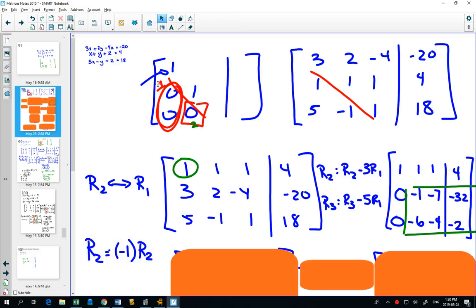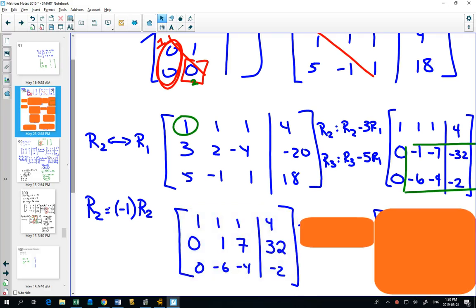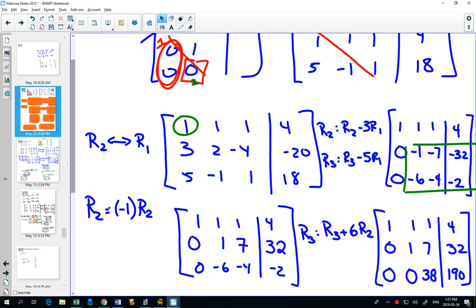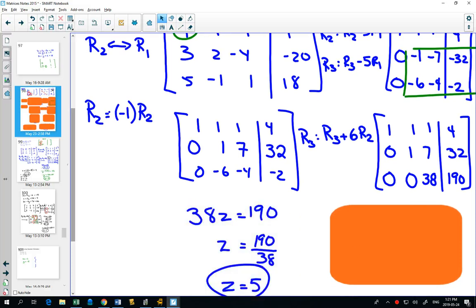I might take my row 2, since it's a negative 1 there, and multiply it by a negative just to make numbers positive, because I like working with positive numbers better. And then to get this to be a 0, I could take row 3 and add 6 row 2s. That will make this a 0. And we've succeeded in getting zeros in that bottom left-hand corner. Now that we've got zeros in that bottom left-hand corner, we can set up our equation and solve for z.